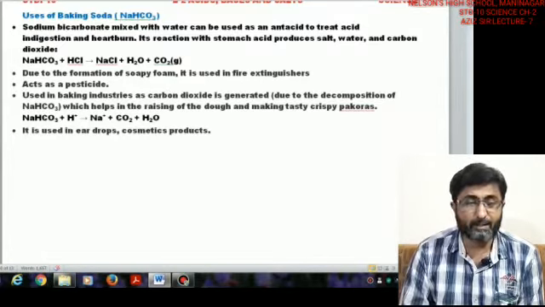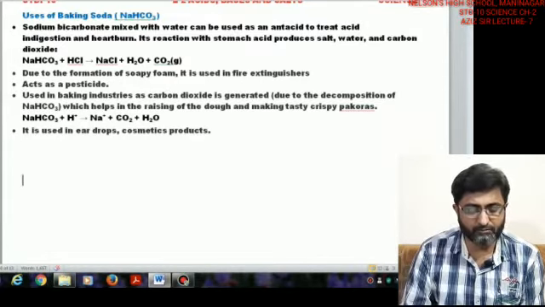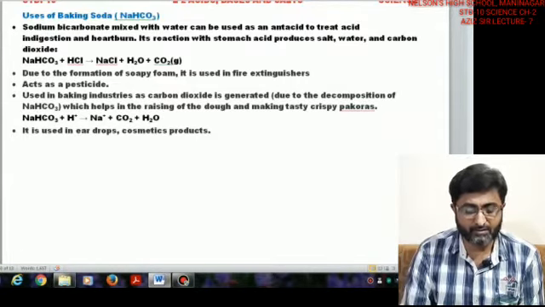It is used as a pesticide also, in pharmaceutical farming, sorry. So it is used as a pesticide to kill pests, right.